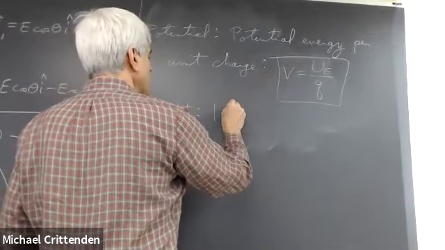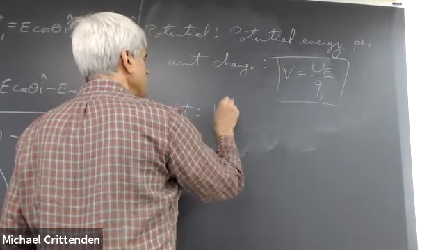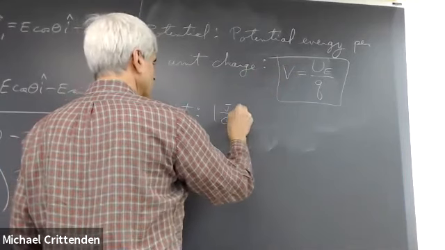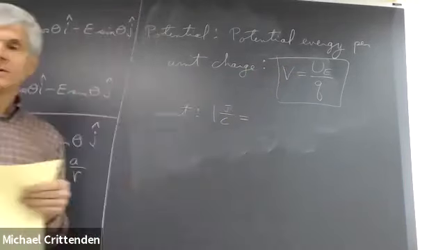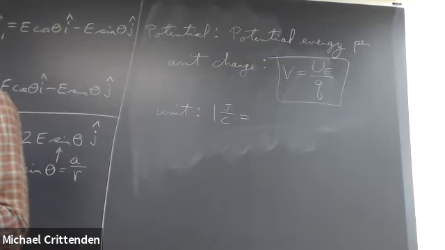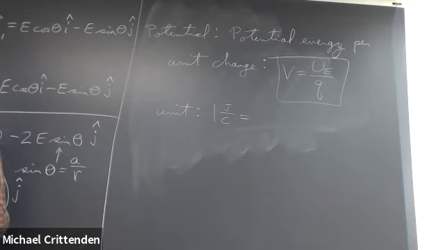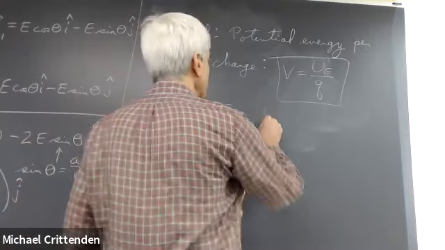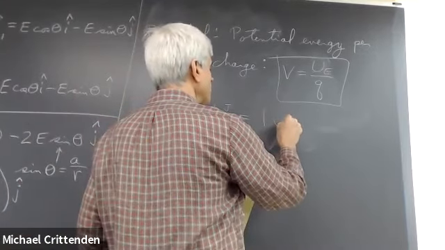Energy in the SI system is measured in joules. Charge is measured in coulombs. So the SI unit for potential is a joule per coulomb, as is often the case. It's given a name of its own. A joule per coulomb is better known as a volt.